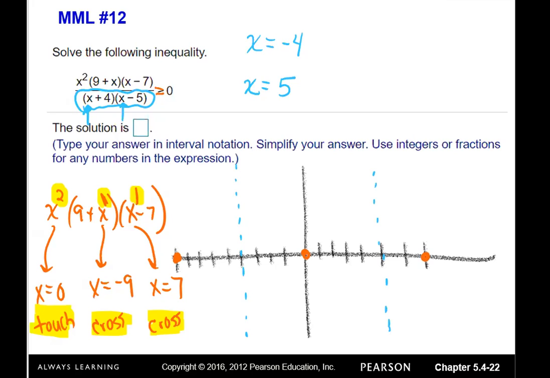But I don't know if it's going to cross like at 7. Will it cross going like this? Or will it cross going like that? Does it start below the x-axis and end above it? Or does it start above it and then end below it? That I don't know. I also don't know, does it touch like this? Or does it touch like that? I don't know. I got to figure that part out. So at the moment, this is what I know.